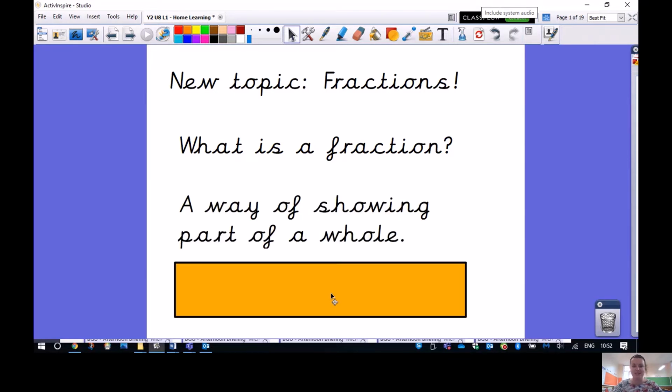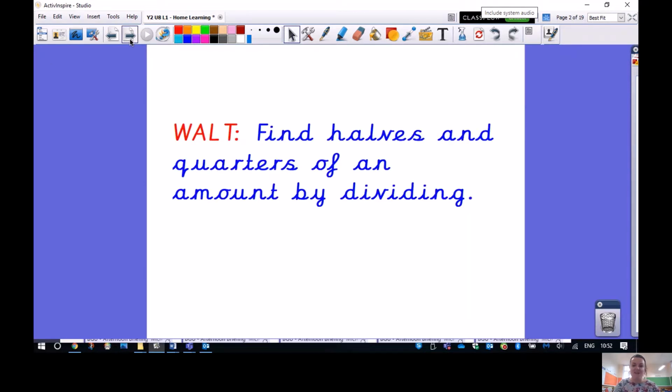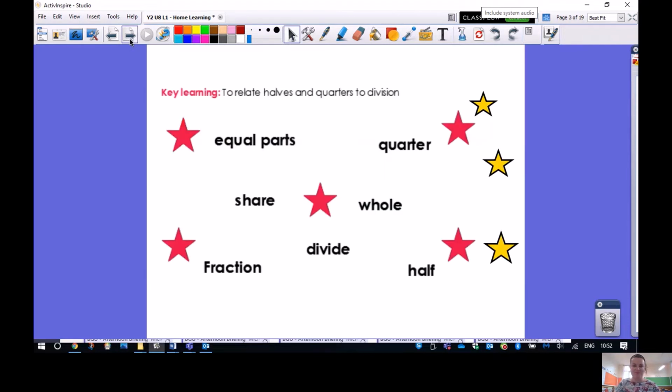And you will remember your teachers regularly showing you a whole and parts. And we made them up in lots of different ways when we were looking at multiplication and division. So thinking about our part-whole models is going to be really important today when we start to think about fractions. Today you're going to be finding halves and quarters of amounts by dividing. So that's halves dividing into 2 and quarters dividing into 4.